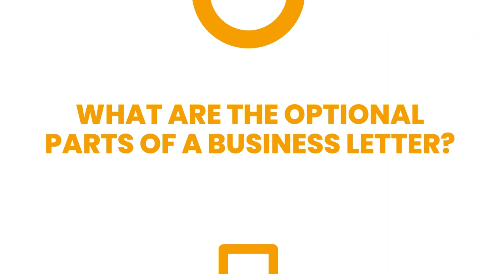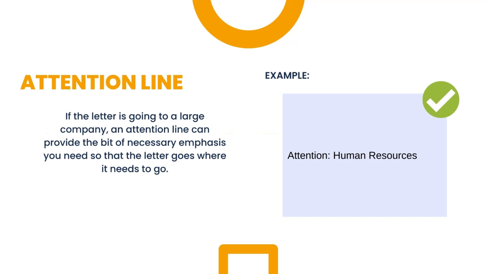Now, what are the optional parts of a business letter? There are a number of optional parts in business letters that you might find helpful. First one is the attention line. If the letter is going to a large company, an attention line can provide a bit of necessary emphasis so that the letter goes where it needs to go. You can write attention and then the name of the recipient.